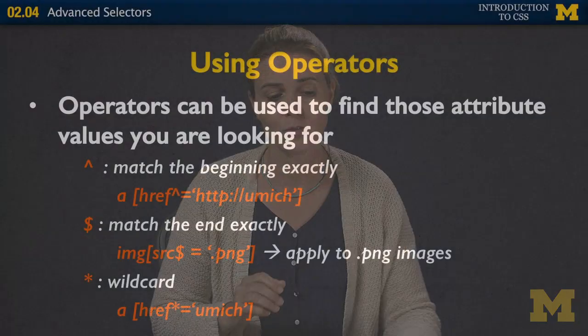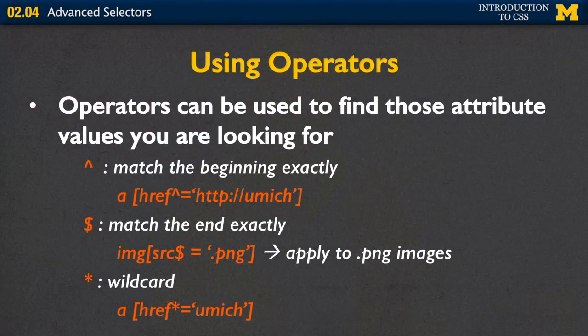How we do that is we use operators to match the different parts of the attribute text that you're looking for. So up here, what we call the caret, it's going to match the beginning. In this case, it would match all those links that start with http://umich, and it doesn't matter how it ends. The next one with the $, it's going to match the end exactly. It's going to find every file that ends in .png. We also have the wildcard, where you're saying, if you see umich in any part of any hyperreference at all, apply this rule.